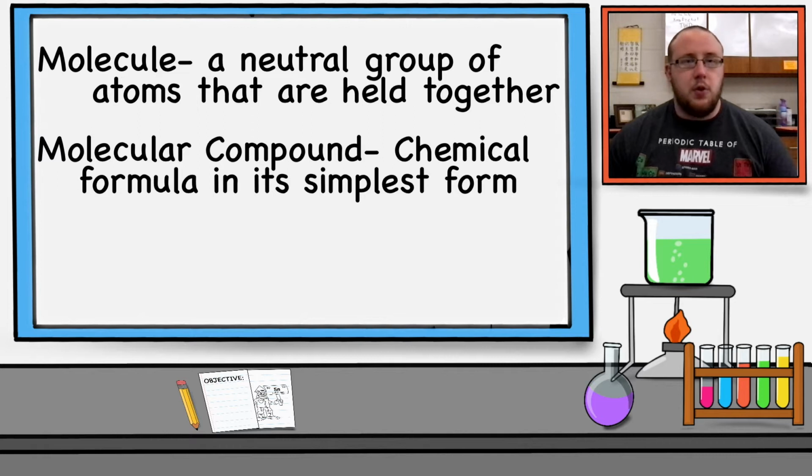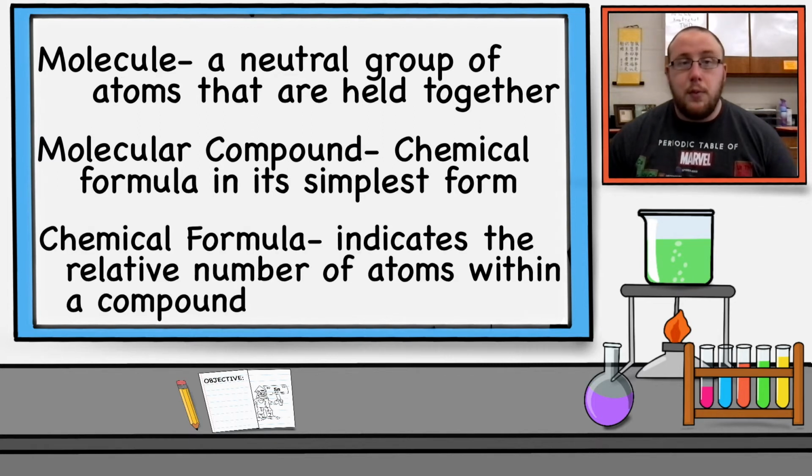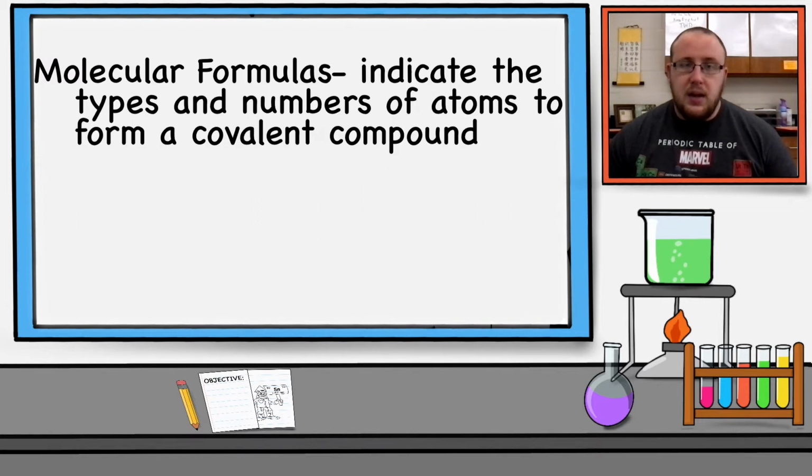Well, what is a chemical formula? A chemical formula indicates the relative number of atoms for each kind of chemical or element within a compound using the atomic symbol and a numerical subscript. And finally, our molecular formula shows the types and numbers of atoms that combine together to form our molecular compounds.